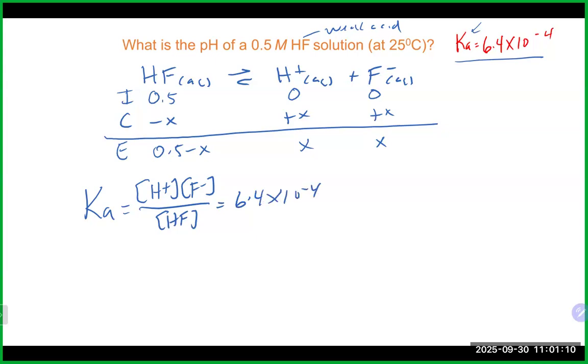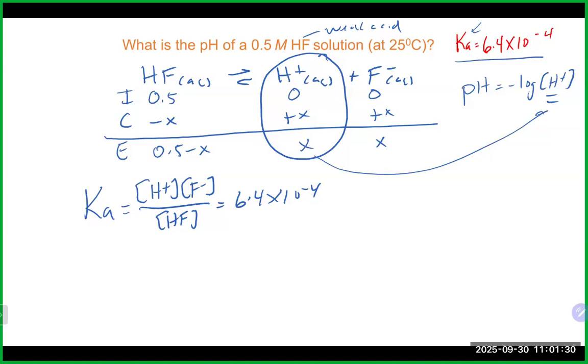Now, what are we really interested in in this case? Unlike a regular equilibrium problem where we might be interested in everybody's concentration, since we're interested in the pH, we're really just interested in the H plus concentration at the end so that we could eventually go into our pH equation and solve for our pH, right? So the goal of this ice table is in most cases just to get that H plus concentration so that you can calculate the pH. So that's going to give us x squared divided by 0.5 minus x equals 6.4 times 10 to the minus 4.